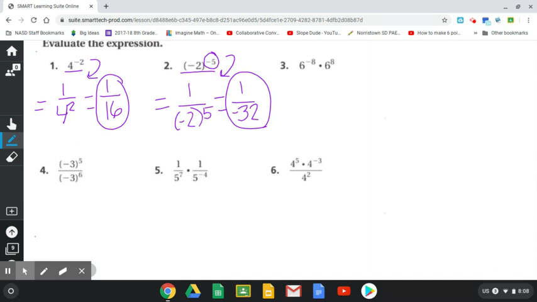Okay, we're going to use our power of powers property or multiplication, our rules for multiplication with the same base. So this one is going to be 6 to the negative 8 plus 8 power. We know that that's a 6 to the 0. And our rule here, any number at all, it doesn't matter what it is, when it's to the 0 power, your answer is 1.